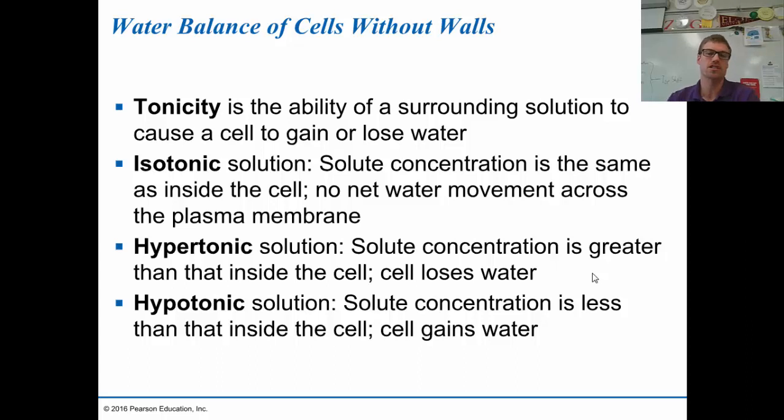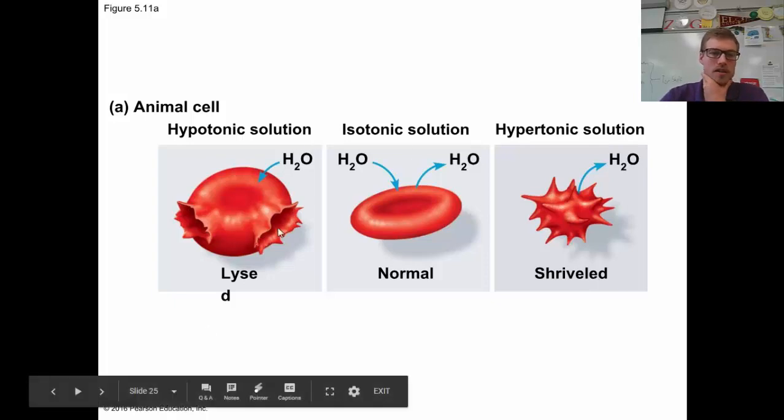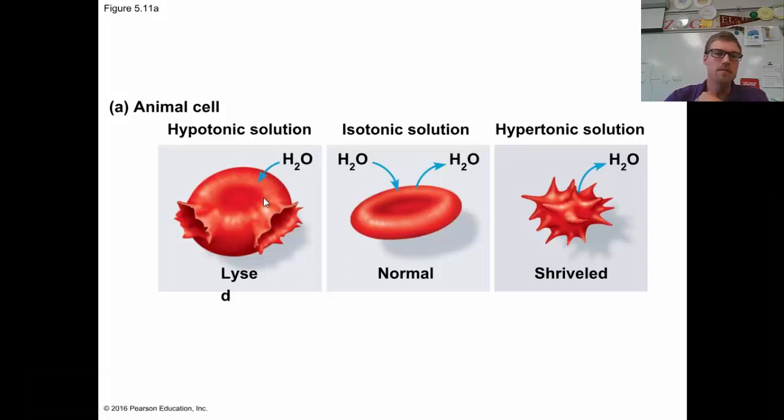That is where the solute concentration is less than it is outside the water, therefore the cell will gain water. We can see some examples of what would happen in an animal cell. So in an animal cell, when you place it in a hypotonic solution, water comes in. Because it is just a cell membrane, if you have too much water that comes in, it will cause the cell membrane to break.